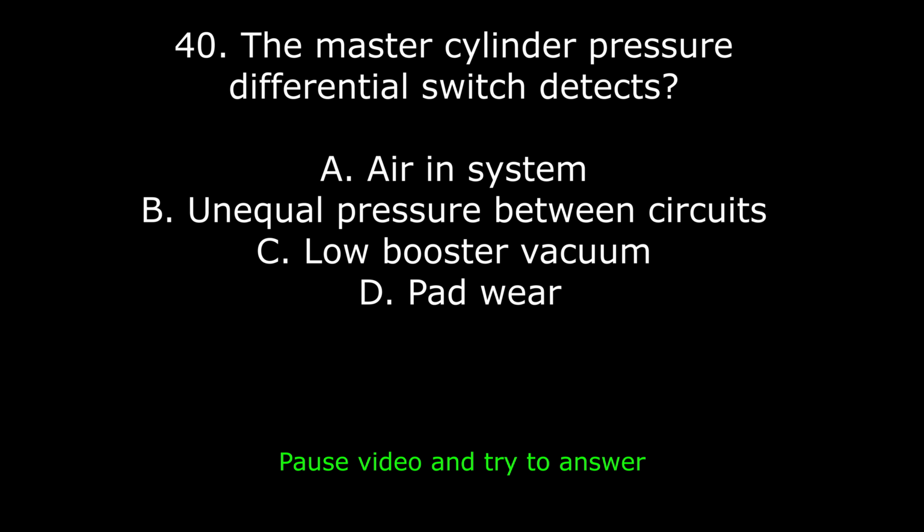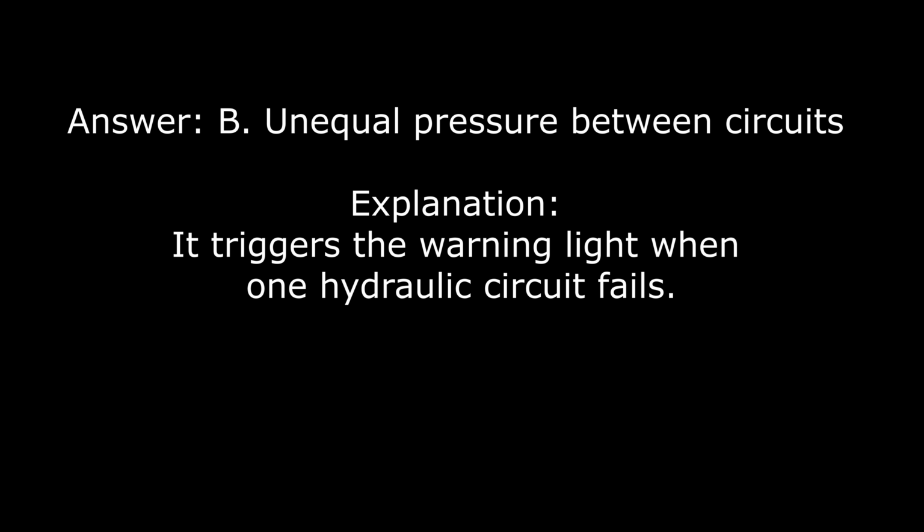40. The master cylinder pressure differential switch detects: A. Air in system. B. Unequal pressure between circuits. C. Low booster vacuum. D. Pad wear. Answer is B. Unequal pressure between circuits. Explanation: it triggers the warning light when one hydraulic circuit fails.